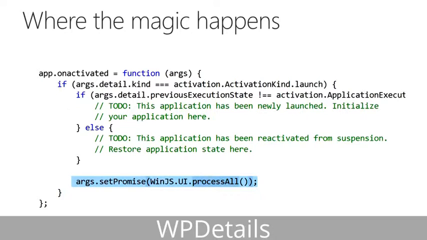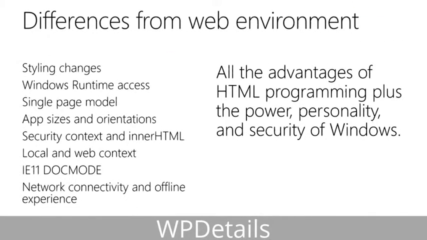The beauty of it is they look like they're system-level controls because we made them, and the animations and the movements and everything work exactly the same as C++ controls in XAML look like as well. So that's where that magic happens, which creates the HTML markup into real controls. So there are a few differences between the web environment. See that marketing slogan? All the advantages of HTML programming, plus the power, personality, and security of Windows. Yeah, right on.